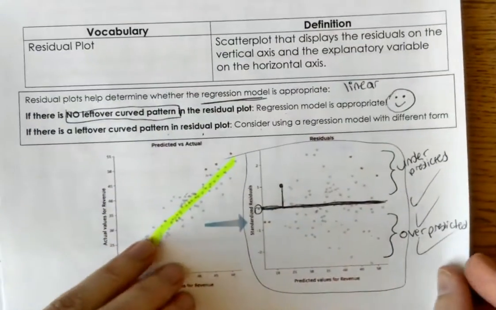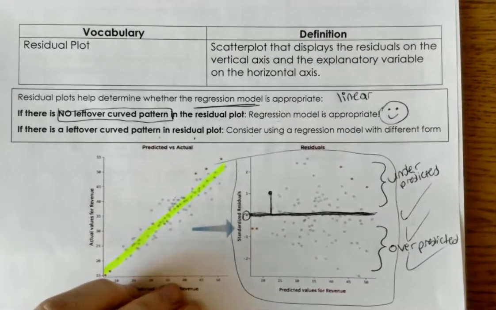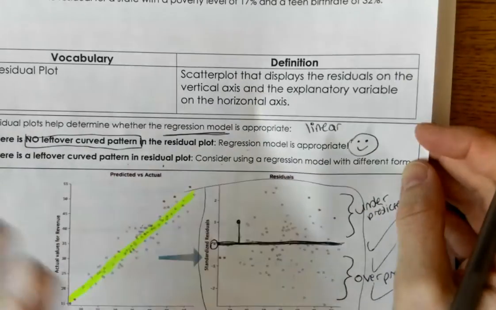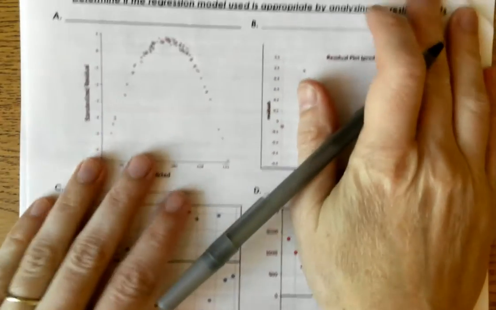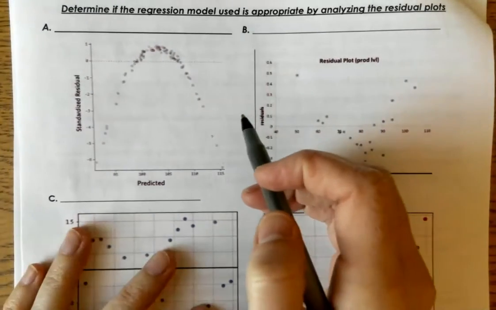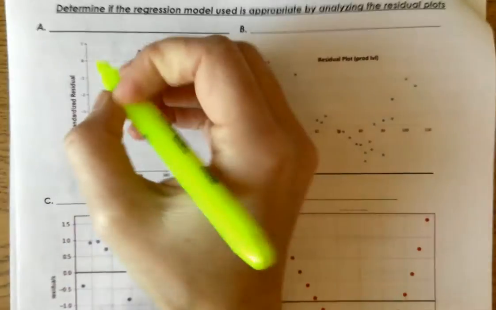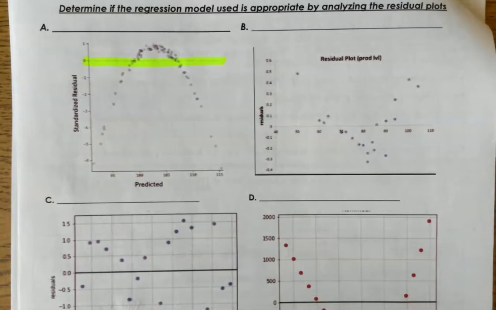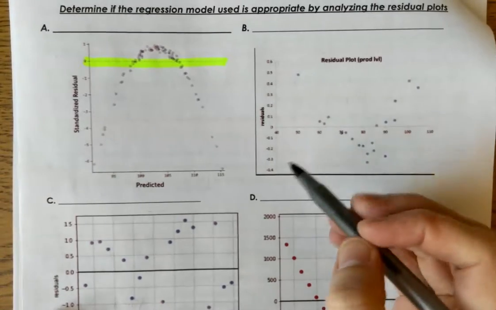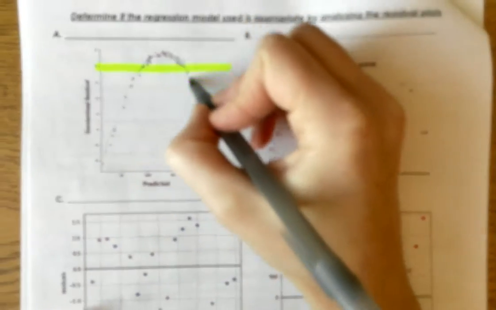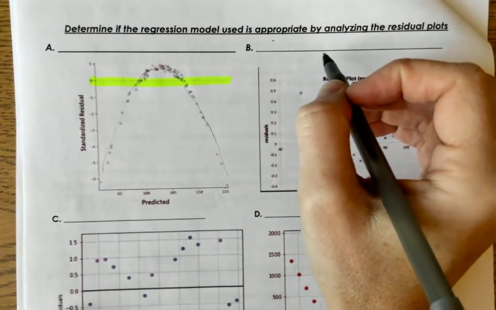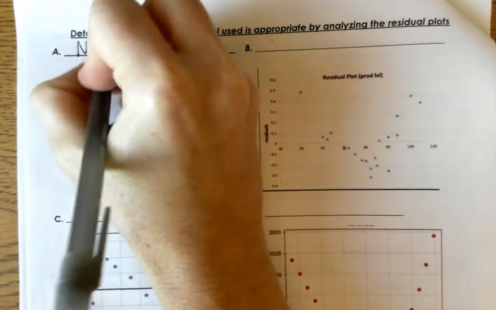Alright, so let's take a look at different residual plots and see if we think that means the linear regression model that we have is appropriate or not appropriate. Remember, this is what we want. We don't want a curved pattern. Alright, A. Our residual plot, we're 0, and I'm going to highlight the 0 so you can see where it is. 0 would be a perfect prediction, because if we had a residual of 0, that means our actual and our predicted are exactly the same. You'll notice a curved pattern, right? So does that mean that our regression model is appropriate or not appropriate? Not appropriate.